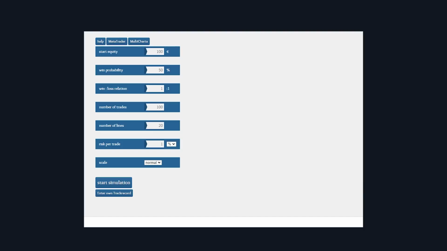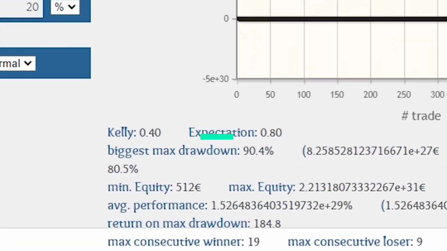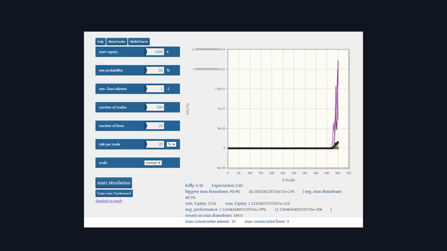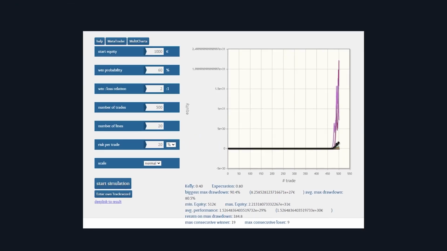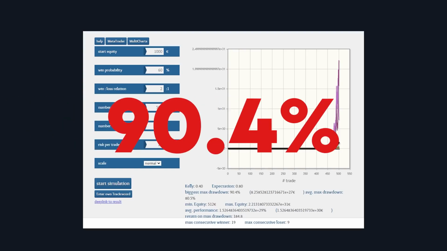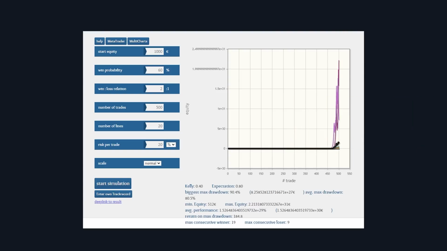This is a trading simulator. So in this example, we're going to start with $1,000, have a win probability of 60%, have 2 wins for every loss, take 500 trades, and finally, we're going to risk 20% per trade. The key stat we're looking at is the biggest max drawdown. If you take a look at this, if we were to risk 20% per trade, we have the potential to lose 90.4% of our portfolio. Gone, which is absolutely crazy. Could you handle a 90.4% drop in your portfolio?